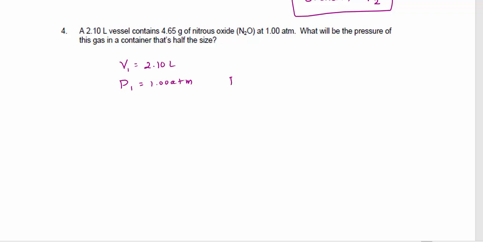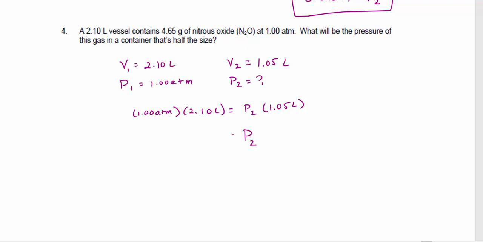So what will be the pressure? So we have a questionable pressure when the volume is 1/2 the size. So what's 1/2 of 2.1? Well, it's 1.05. So I fill in my equation, so P1 V1 equals P2 that I don't know, V2, and I perform that calculation. So 1 times 2.1 divided by 1.05, I get a P2 value of 2.00 atmospheres.